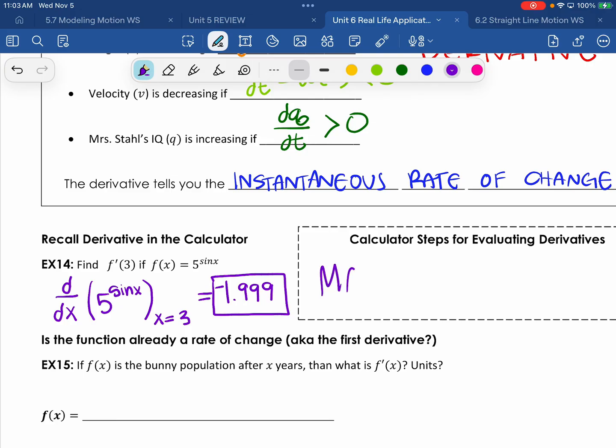All right, so under your calculator steps here, I'm going to put math 8, which looks like nDeriv.